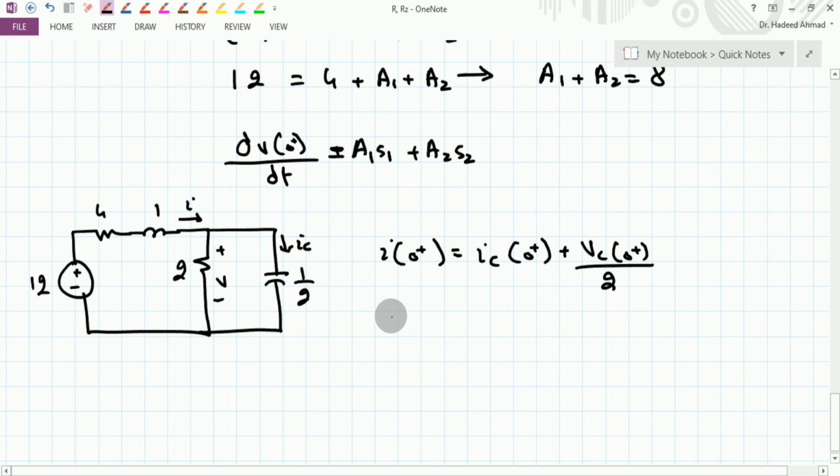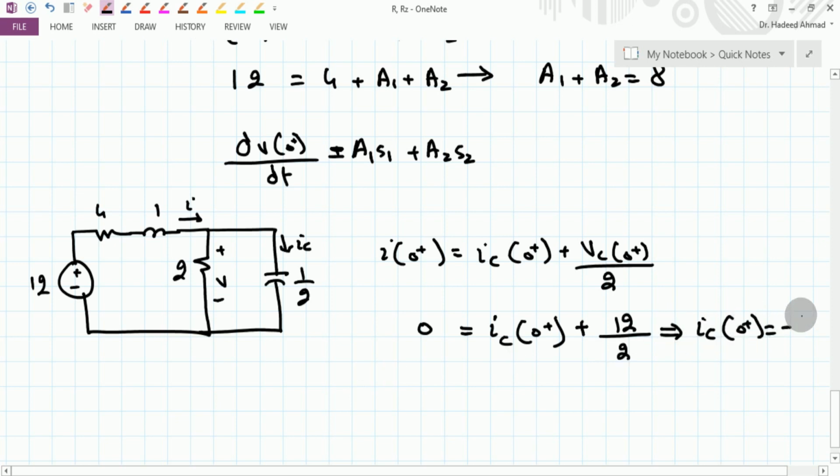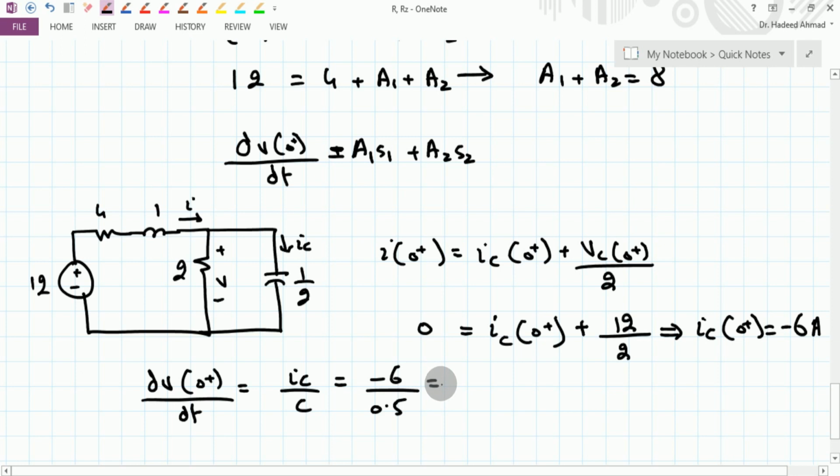So this I0 plus is equal to 0. So IC0 plus VC is 12 over 2. So this says that this IC0 plus is equal to minus 6 ampere. And therefore, this dV0 plus over dt, which is equal to IC divided by C, becomes equal to minus 6 divided by 0.5, and that is equal to minus 12 volt per second.